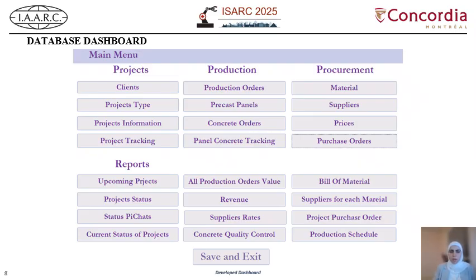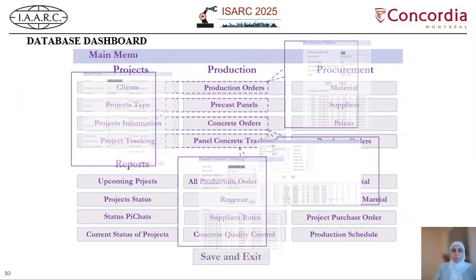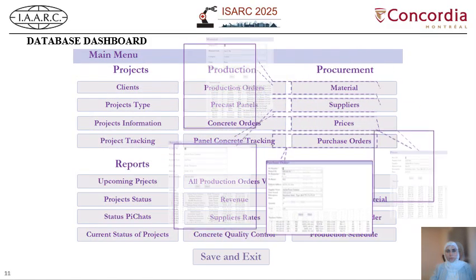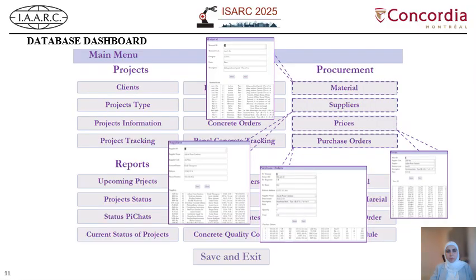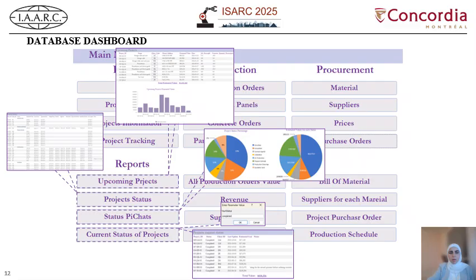So here's the database dashboard. The dashboard contains 12 different forms and 12 different reports. The forms are used to input information. I'll just scan through them. Reports, on the other hand, which were built using SQL queries, are used to retrieve information.